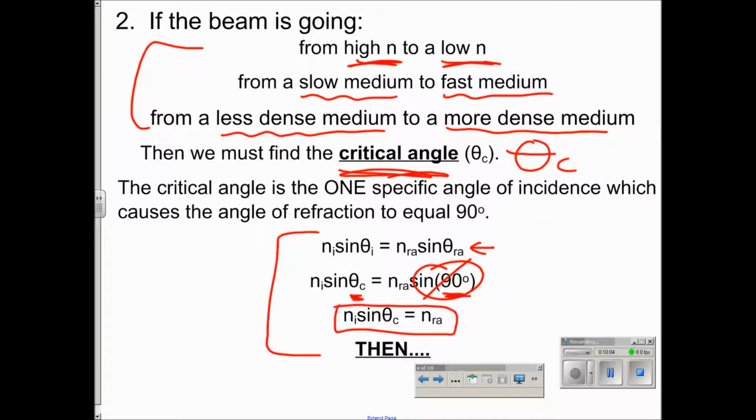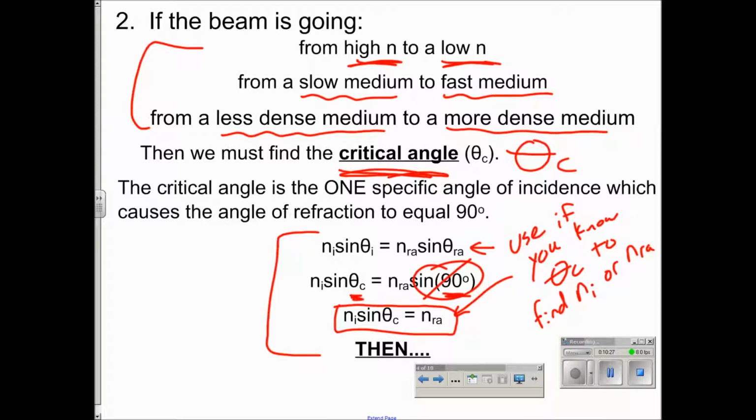Now, there are going to be problems in your homework where you'll know the critical angle, and then you can use that equation that I just drew an arrow at to find your missing index of refraction. So use this if you know your critical angle, and then you can find either NI or NRA, whichever one you're missing.